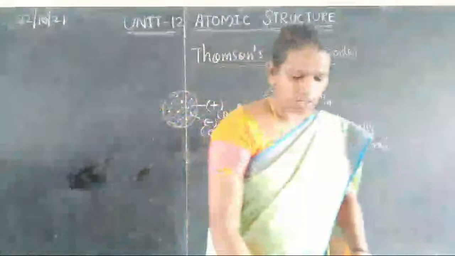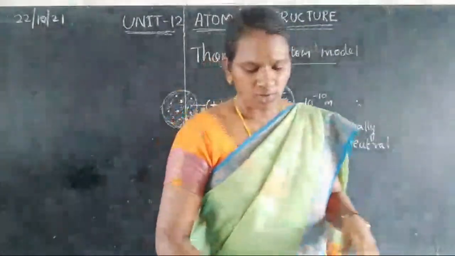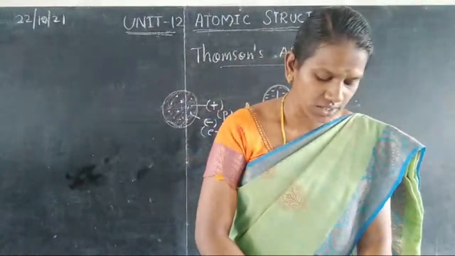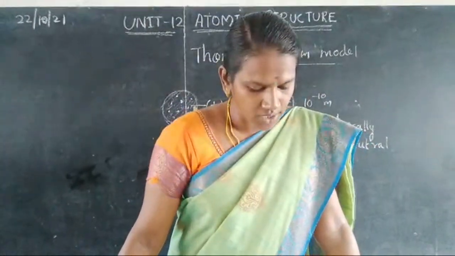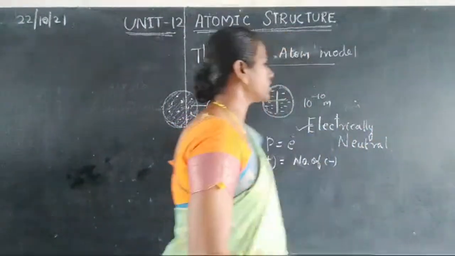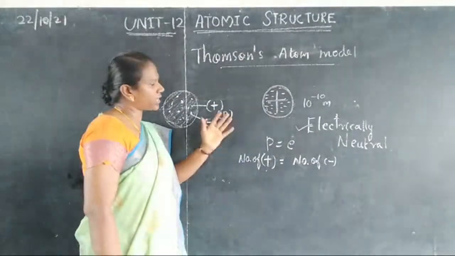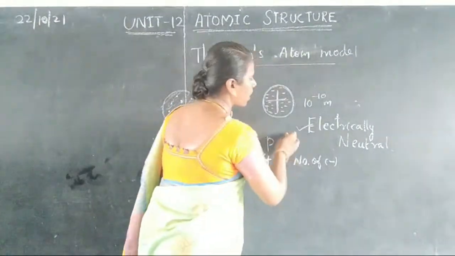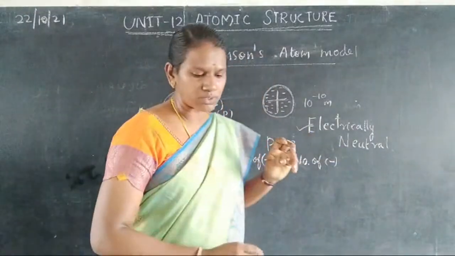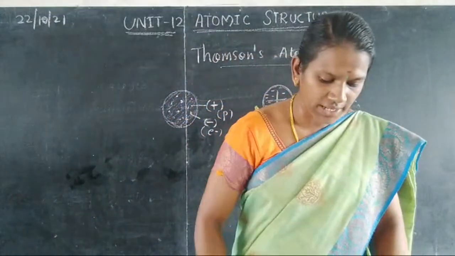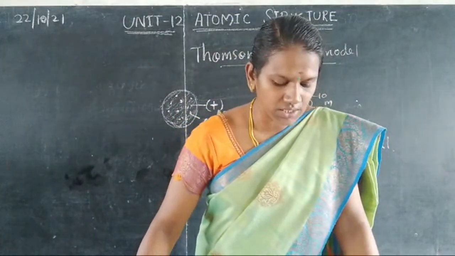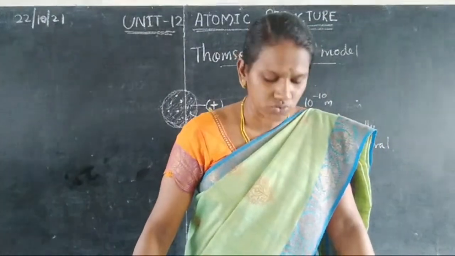Now, the limitations of Thomson's atom model. Thomson's atom model could successfully explain the electrical neutrality of the atom, but Thomson's model failed to explain how the positively charged sphere is shielded from the negatively charged electrons without getting neutralized.